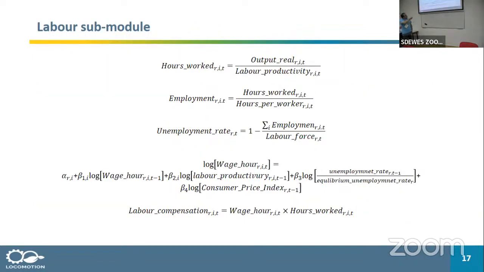We start with the output in real terms that we have computed in the input-output model. We divide by the labor productivity, which is exogenous and evolves according to the different storylines that we have. And we have the hours required to produce this level of output. We have the hours, and we divide by the hours per worker, which is an exogenous variable.